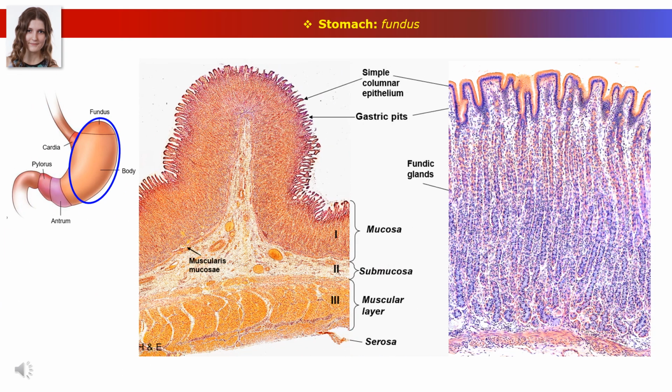In the fundus of the stomach, the depth of the pits is about 20% of the thickness of the lamina propria of the mucous membrane. The fundic glands are elongated, weakly branched, and located very closely to each other.